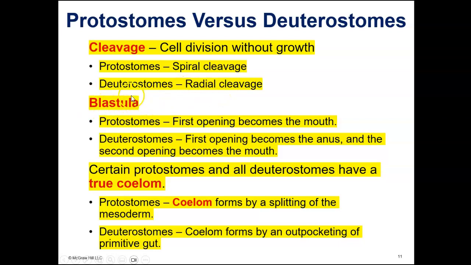Then the ball of cells that forms is called the blastula. In protostomes, the first opening of the blastula becomes the mouth. In deuterostomes, the first opening becomes the anus. The second opening becomes the mouth.